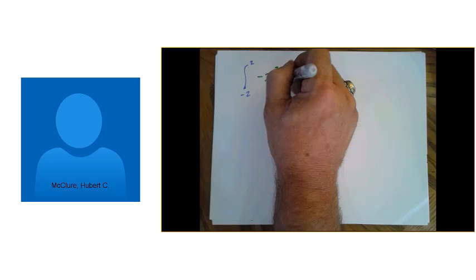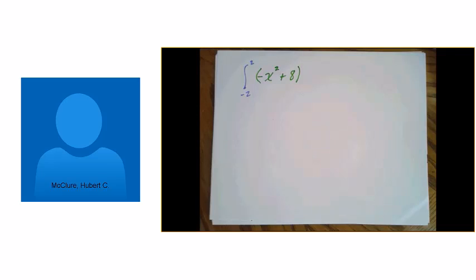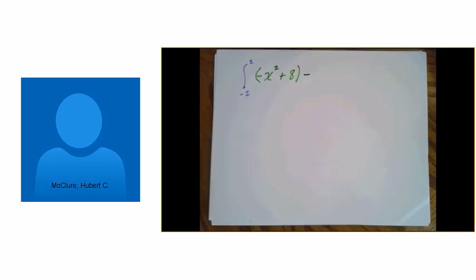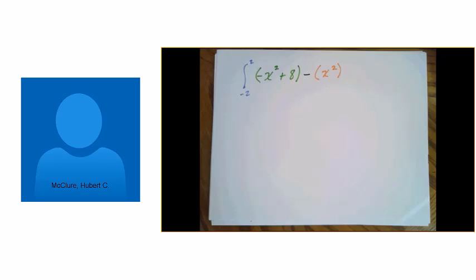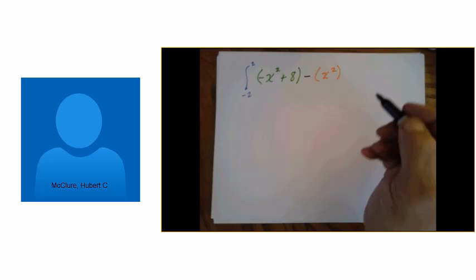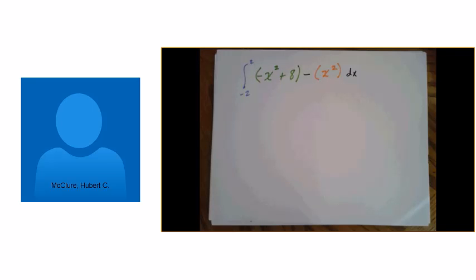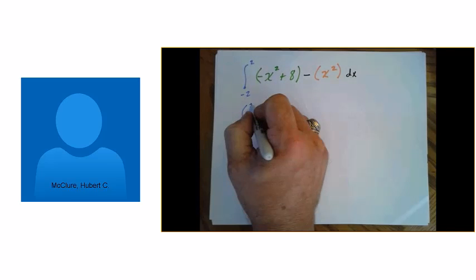-x² + 8 minus, and I'm going to put a negative right here, and peach is x², and then dx. Y'all see the stuff I go through for y'all. I tell you. There we go. And that's going to be the antiderivative of -2 to 2.